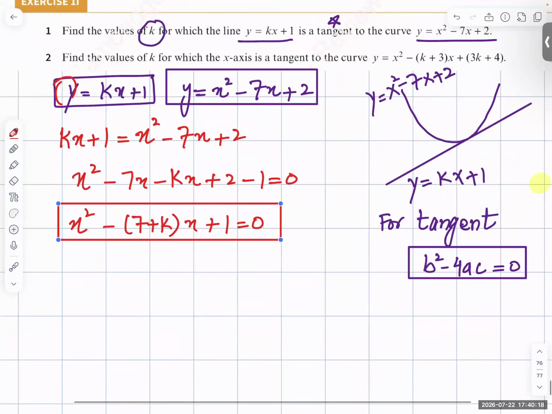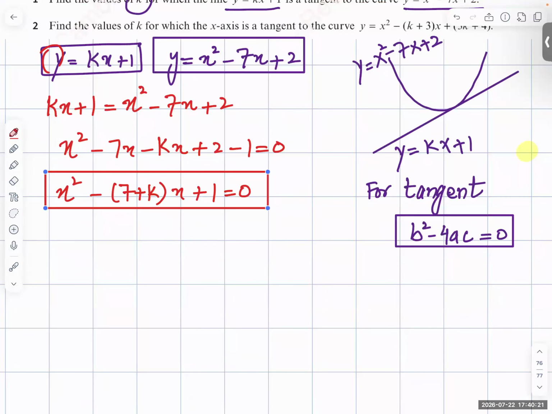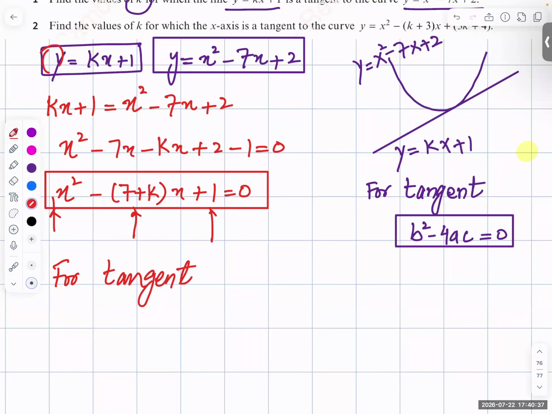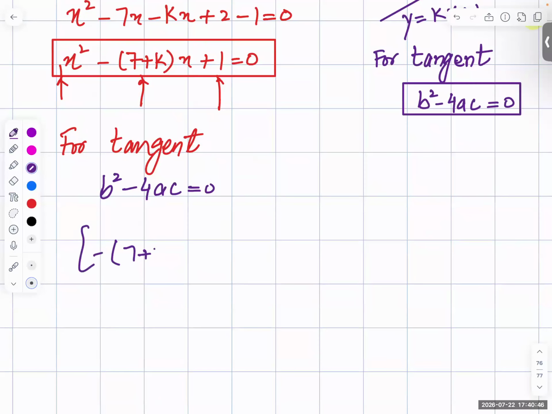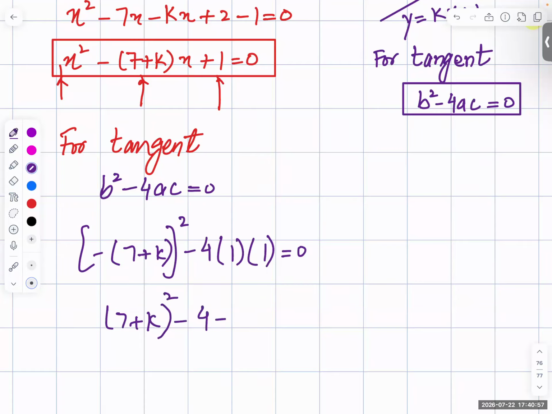Is it clear till here? Yes, sir. Okay, so now that means this is your A, B, and C, right? So for tangent, b square minus 4ac must be equal to 0. So that is minus 7 plus k, whole square, minus 4ac is equal to 0. So that is 7 plus k whole square minus 4 equal to 0.